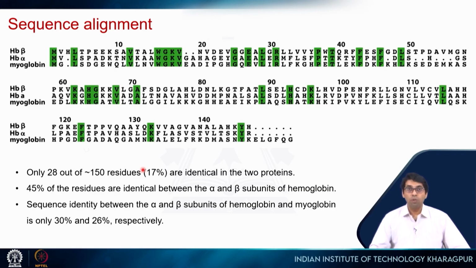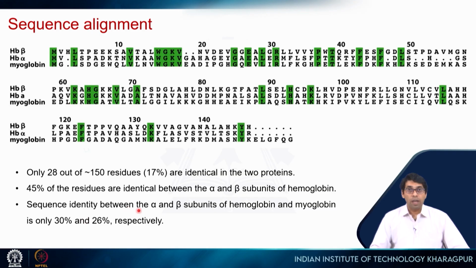It means that we have to look for something beyond the identical residues. Okay. 45% of the residues are identical between the alpha and beta subunits of hemoglobin. So, if we ignore myoglobin and take only these first two, you will get this V, this P, right, you will get this K. So, you will get some additional residues. These two are K, but here it is W. So, you will get these additional residues, and it turns out that identity increases from 17% to 45%, but still it is less than 50%, right.